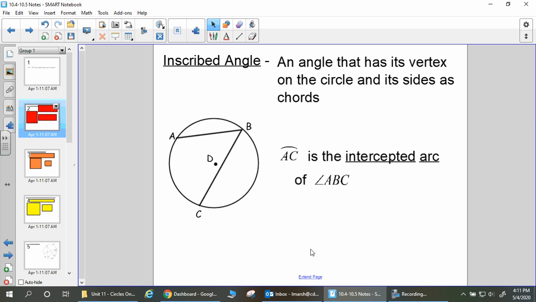It also creates arcs just like central angles did. So AC is considered the intercepted arc of angle ABC. Intercepted arc is going to get used. Really, it just means what's the arc that it opens up and creates. If you think of this like a Pac-Man, what's the arc that it would close its mouth and eat? That's what we're looking at.